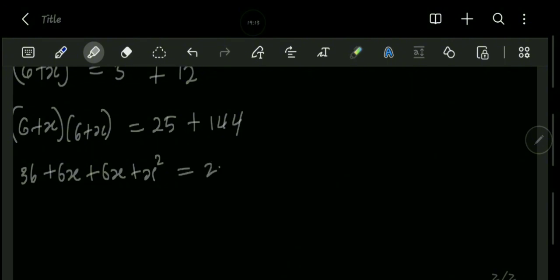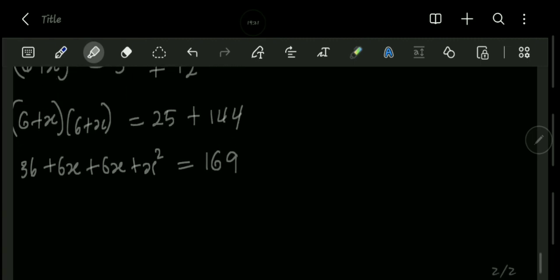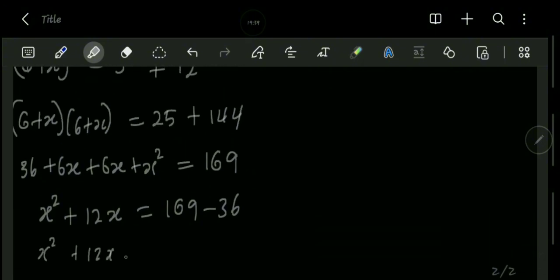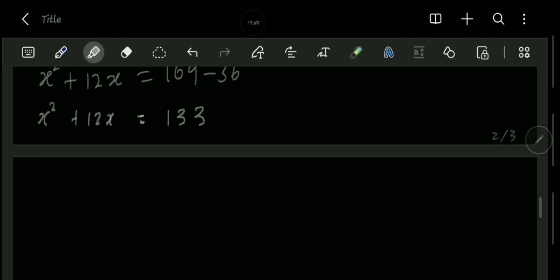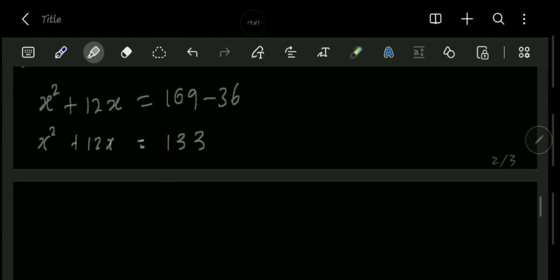So I have this equal to 25 plus 144. If I add these two together, I should have about 169. Okay, that's correct. So if I collect like terms here, I have x squared plus 12x will be equal to 169 minus 36. So I have that x squared plus 12x will be equal to 133. Okay, so this is actually quadratic in nature.